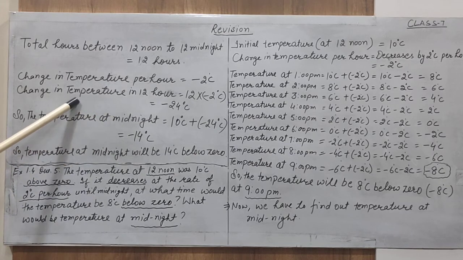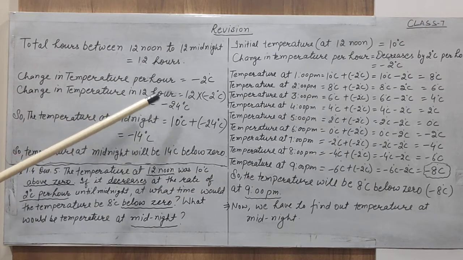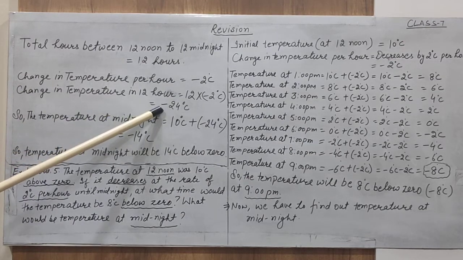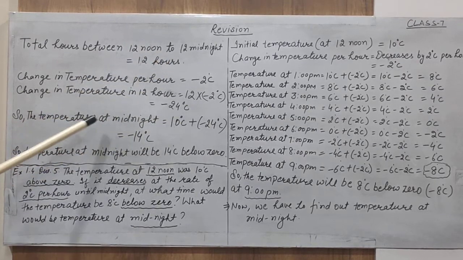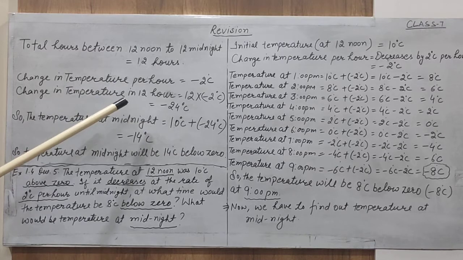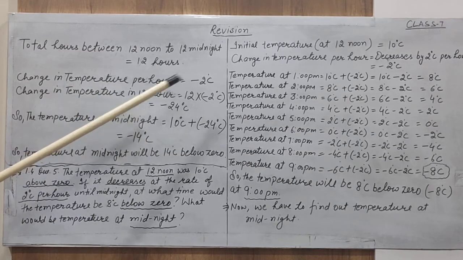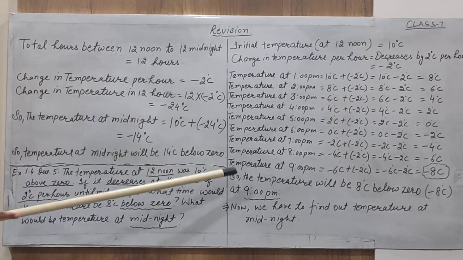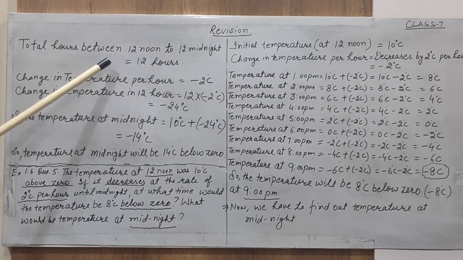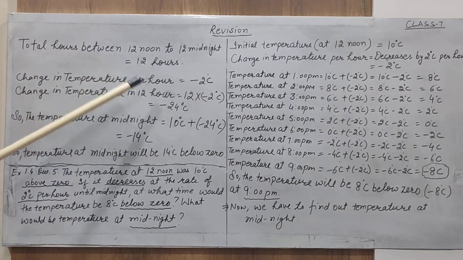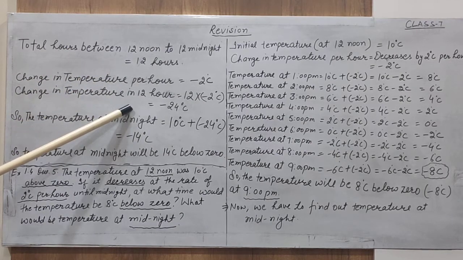Alright, so the total change, or the total decrease of the temperature in 12 hours, is minus 24 degree Celsius. This is the direct method to find out how much decrease there is in 12 hours. This is the step by step we have to find out the decrease. This is the direct method to find out the decrease. If we know the total hours, only then we can find out the total decrease.